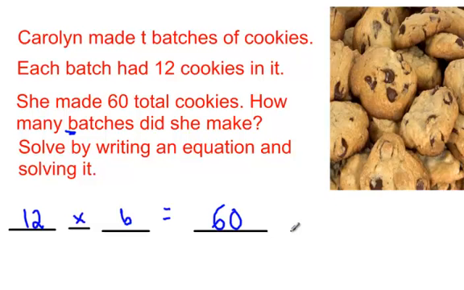If I write this out down over here, 12 times B equals 60. Both sides get the same treatment. I divide both sides by 12. These 12s are going to cancel. I'm left with B equals 5. If I was to put this into a sentence, what I would say is Carolyn made 5 batches of cookies. That's it.